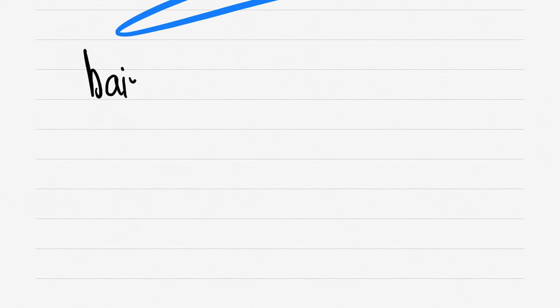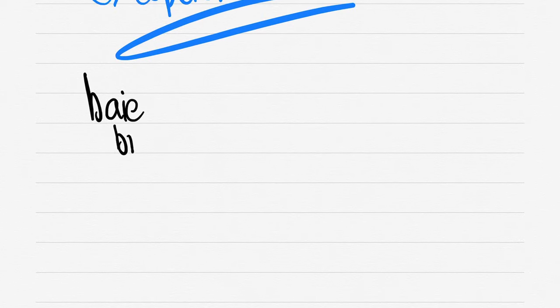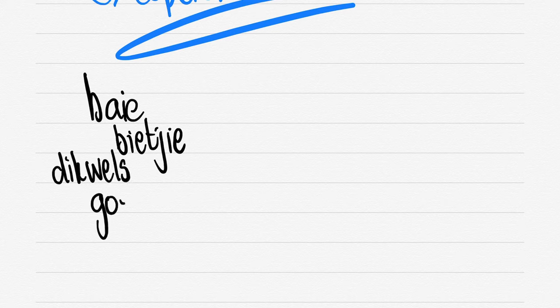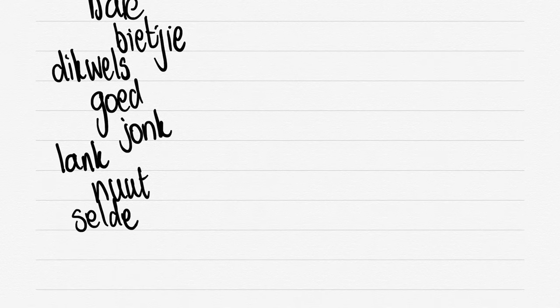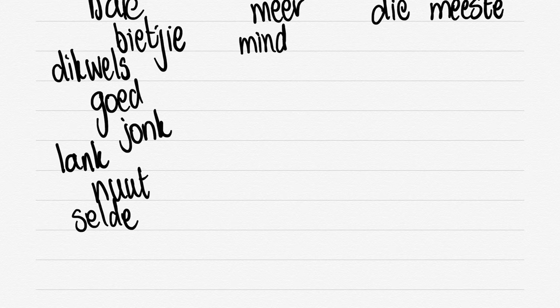Let's do some exceptions. Looks like we're near the end of the rules, and we'll start doing how you guys will be tested. So let's do baie, bikkie, dikwels, goed, jonk, lank, niet, selde. So now baie becomes meer, and then die meeste. Bikkie, minder, die minste.